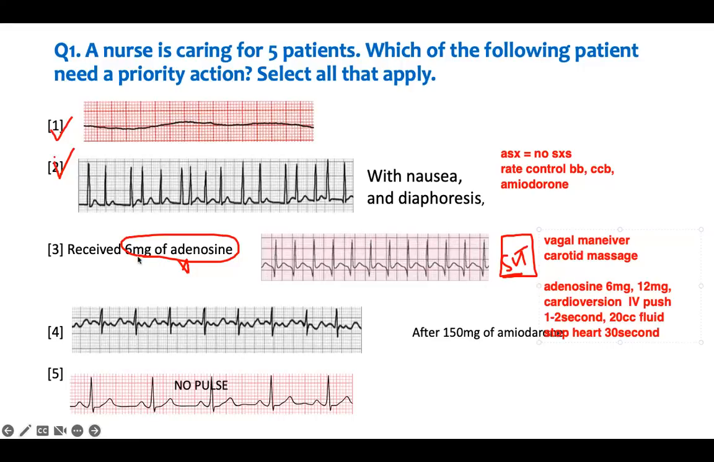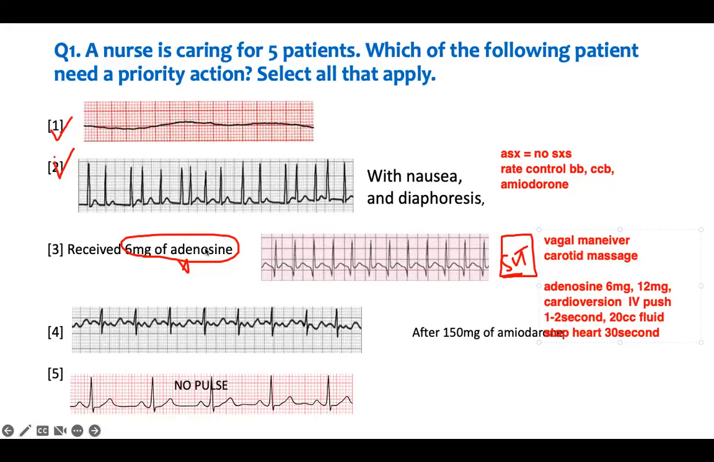So for this patient, he had 6 milligrams of adenosine. That tells me the patient is stable and has not responded to the 6 milligrams. So the next dose is I give him 12 milligrams. If I told you he was given 6 milligrams and he has symptoms, yeah, you've got to go to cardioversion.